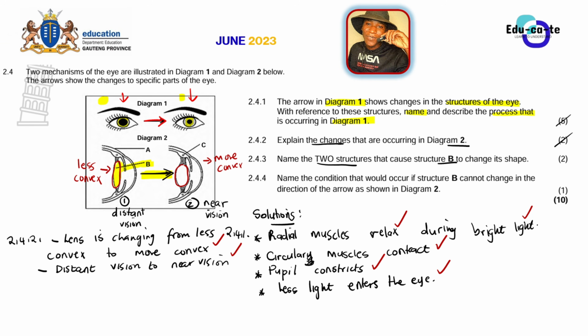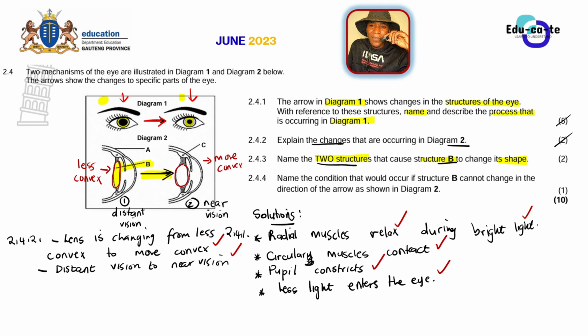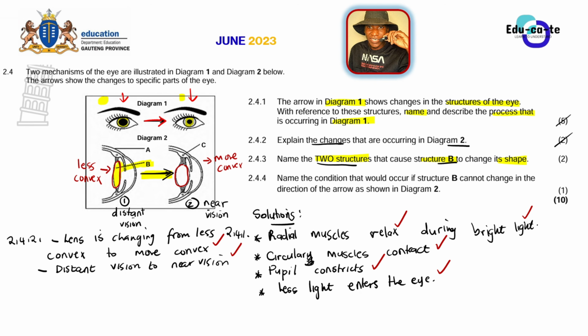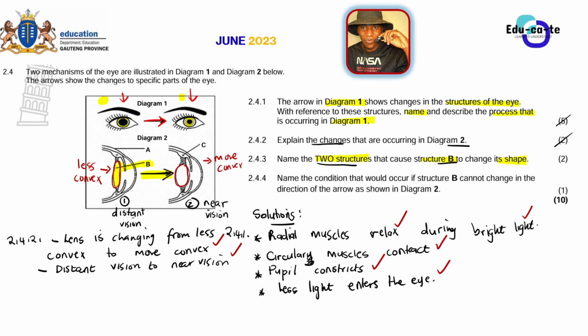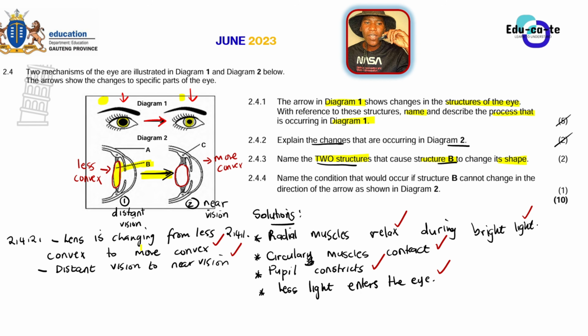So since B is pointing at the lens, they want to know which structures cause the structure B, or the lens, to change its shape. Basically, remember that we're explaining accommodation here. What actually holds the lens in position? It is suspensory ligaments. And what controls suspensory ligaments? It is ciliary muscles. Because think about it.